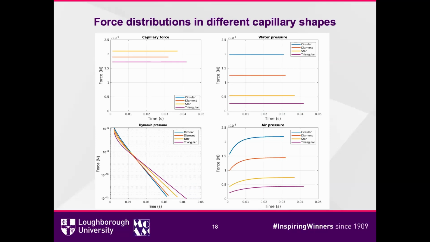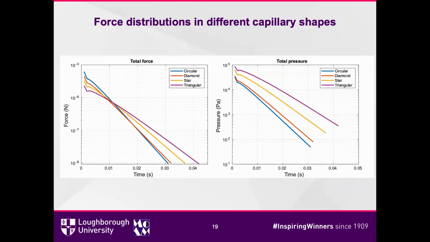As we could see, the capillary force is related to the perimeter of the capillary, and the water pressure and air pressure are related to the cross-section area of the capillary. So those are the distributions of the differences in the forces. These are the total forces and total pressure, because the areas are different. So we need to consider the different areas in the forces. The pressure is more significant. As we could see, the triangular one has the highest total pressure here.